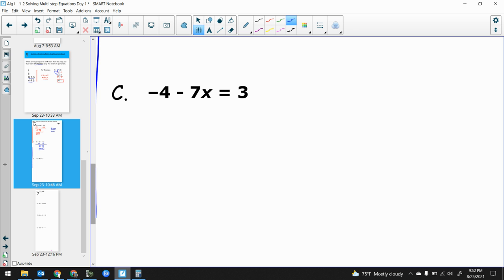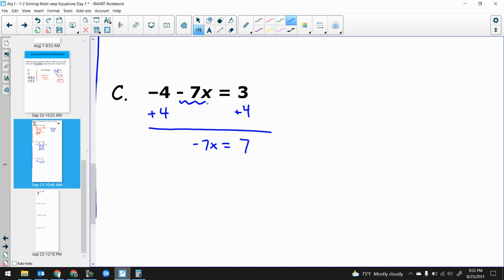Negative 4 minus 7x is equal to 3. Now, you may be tempted to say a plus because of this negative sign, this minus sign in the middle. You're right that you would say that you add over the 4 to the other side, but the reason you add 4 is because the 4 is negative. Okay, you always look directly to the left of the term that you're trying to move over. So because the 4 is negative, I add 4 over to the other side, which gets me negative 7x is equal to 7.